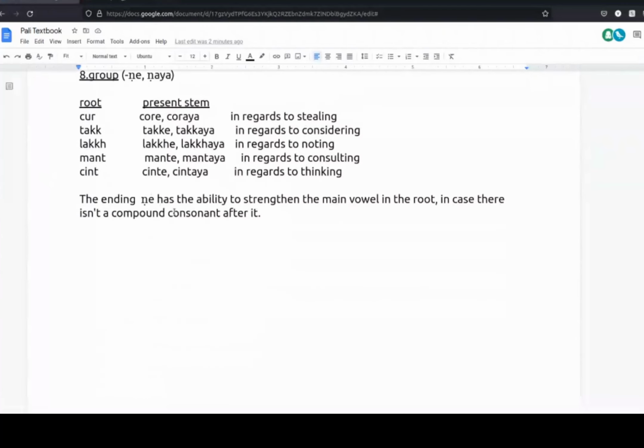Da is actually irregular because it ends up with dadati. Dad, D-A-D. It's an irregular verb.